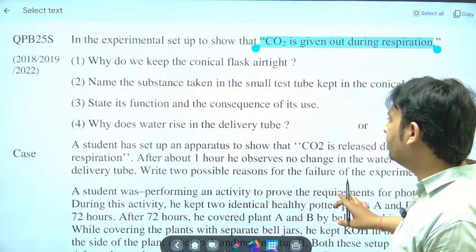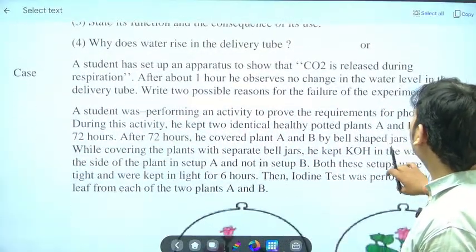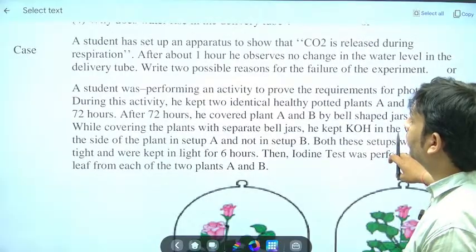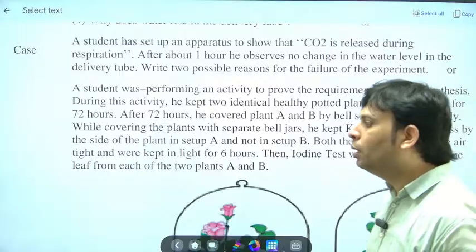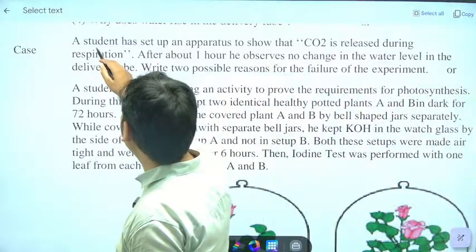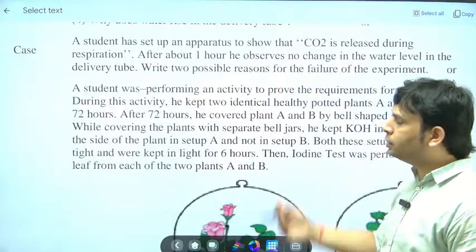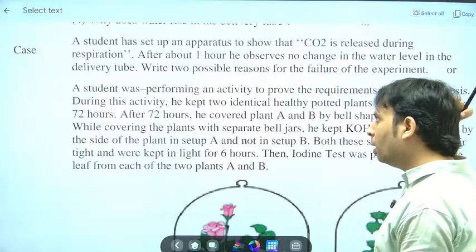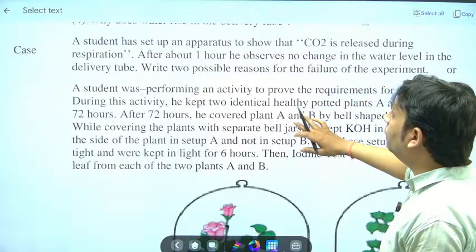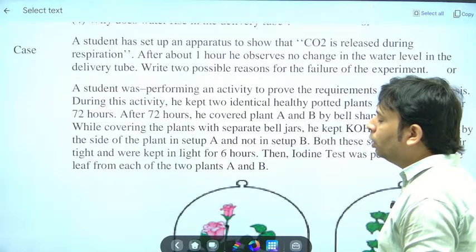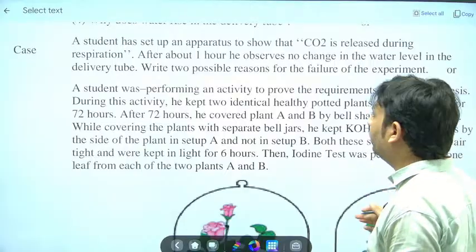Now, a case is here. This question has been asked as a case also. The case is that a student has set up an apparatus to show that carbon dioxide is released during respiration. After about 1 hour, he observed no change in the water level in the delivery tube. Then you have to write two possible reasons for the failure of the experiment.